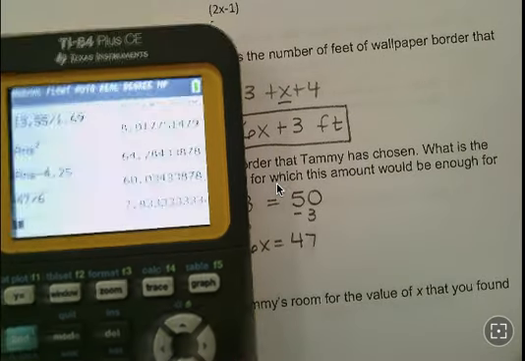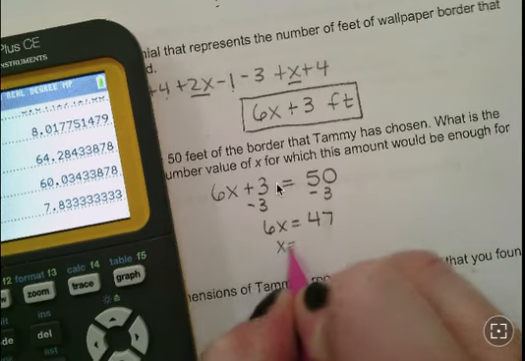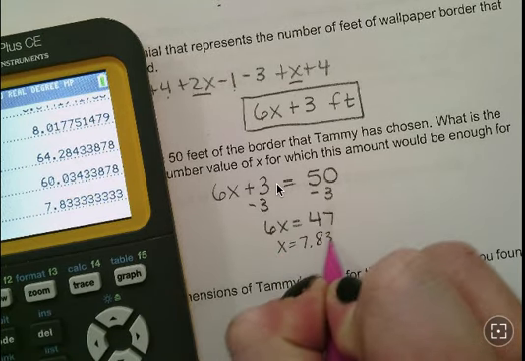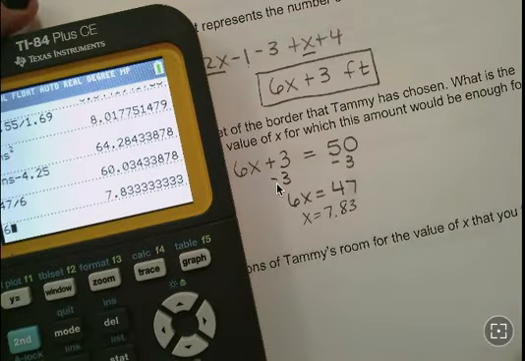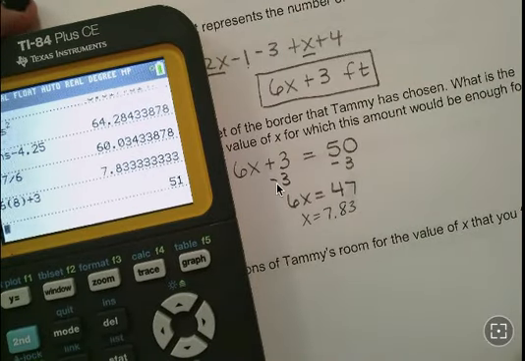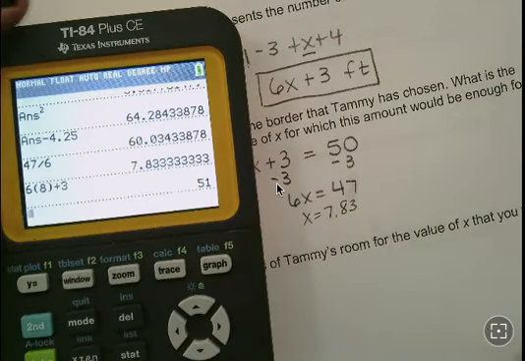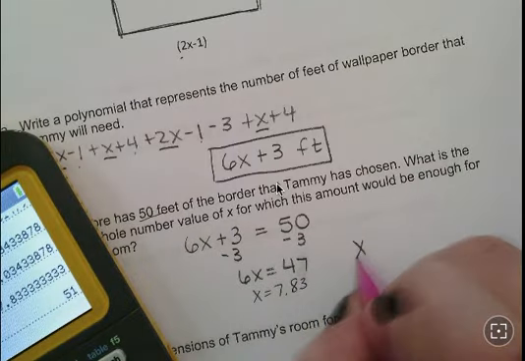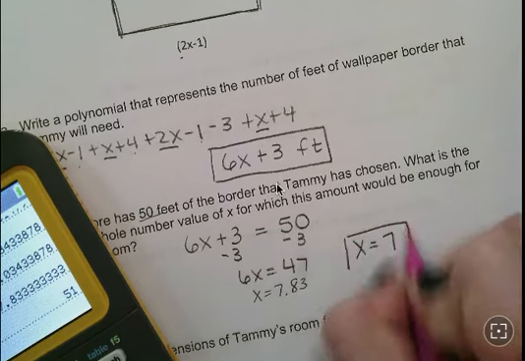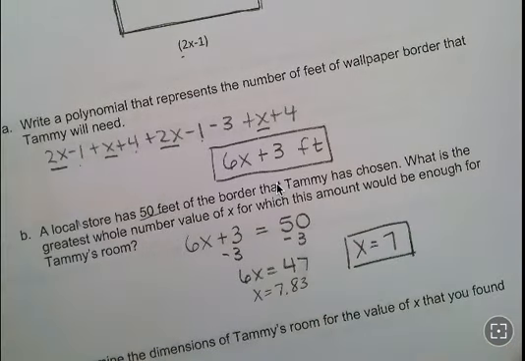which is 7.83. So we're not quite to 8, which means that 8 would be too much, right? If we plugged in 8 here, 6 times 8 plus 3, that would give you 51. That's too much, they only have 50. So that means that the greatest whole number is 7. So 7 has to be the value of x here.